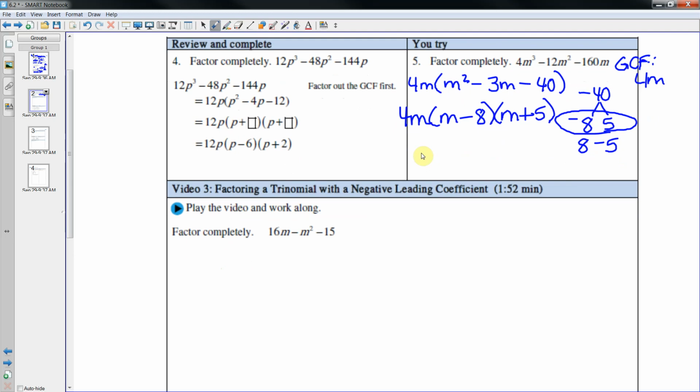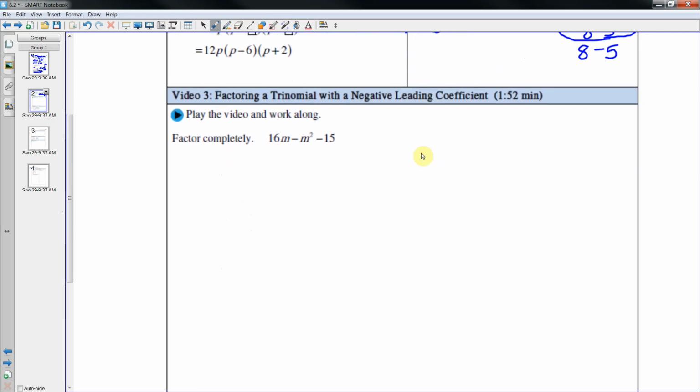Now, what if they're not in descending order? Remember, all factoring problems need to be in descending order. So this next problem is not in descending order. So let's write it in descending order. I've got a negative m squared, negative because there's a negative in front of it, plus 16m minus 15.